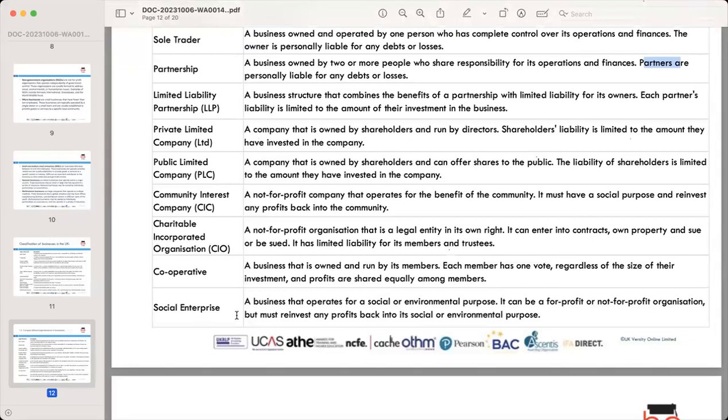Then cooperative, a business that is owned and run by its members. Each member has a vote regardless of the size of their investment, and profits are shared equally among members. So social enterprises, a business that operates for a social or environmental purpose. It can be a for-profit or not-for-profit organization, but must reinvest profit back into its social or environmental purpose.